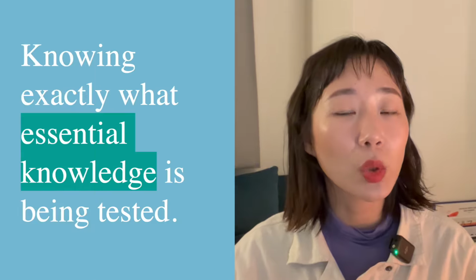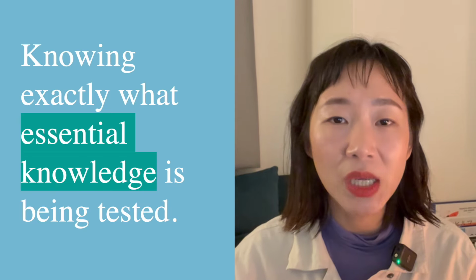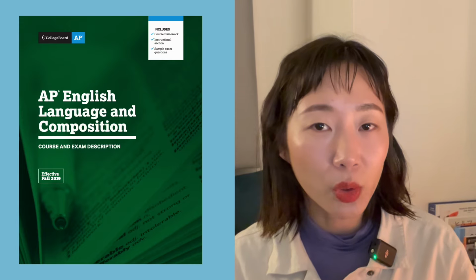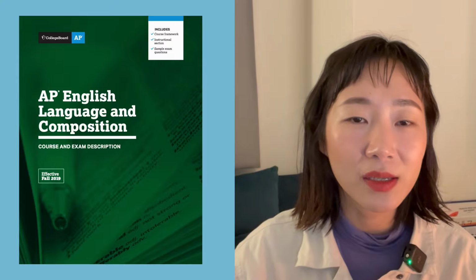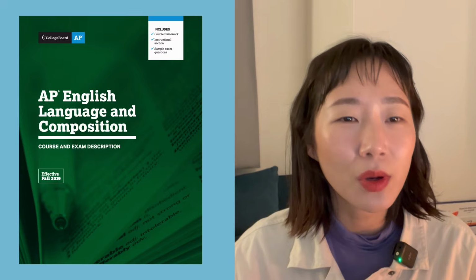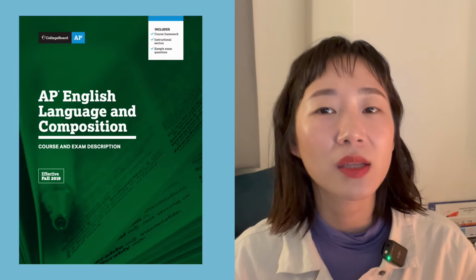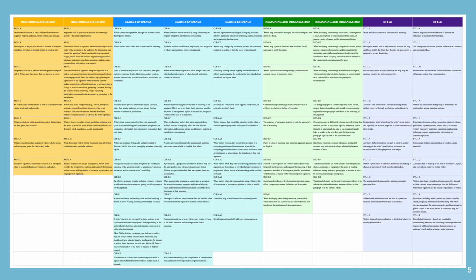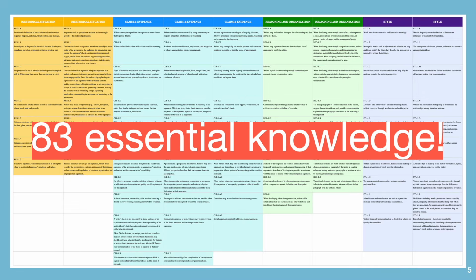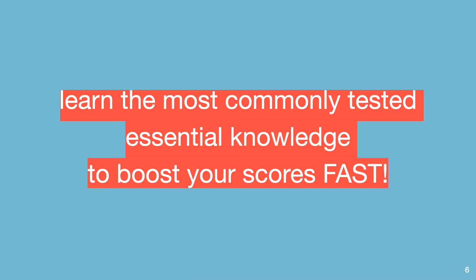Knowing exactly what essential knowledge is being tested. The most important document for the AP Lang exam is this thing you can download from the College Board website. It's called Course and Exam Description. In that document, College Board lists 83 pieces of essential knowledge. In my AP Lang MCQ series, I'm going to cover the most commonly tested ones to boost your scores in the most efficient way possible.